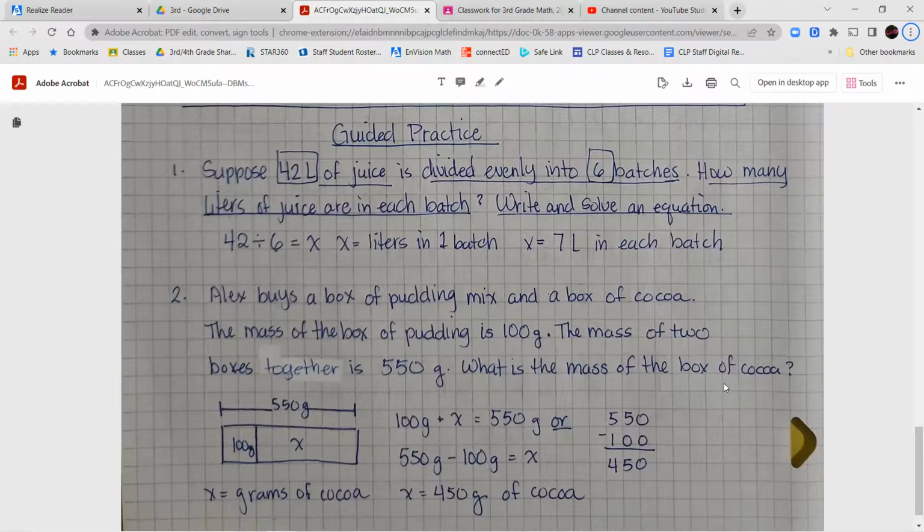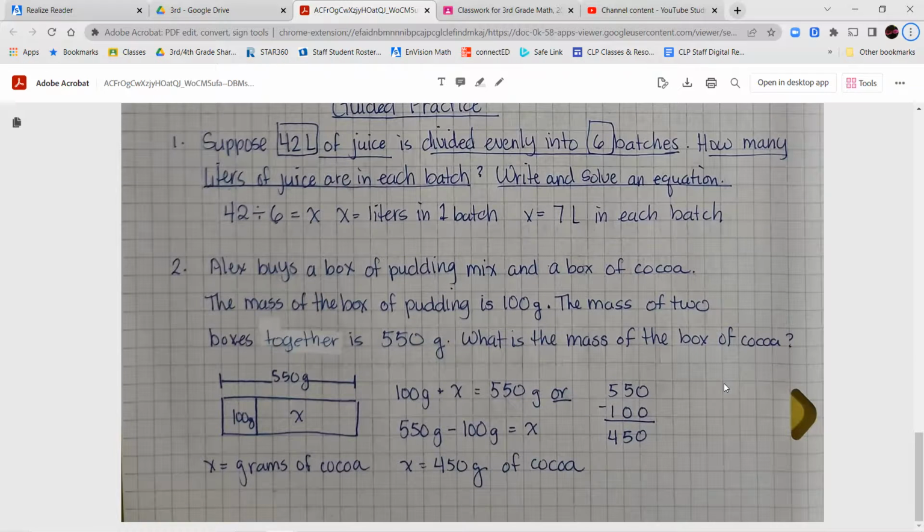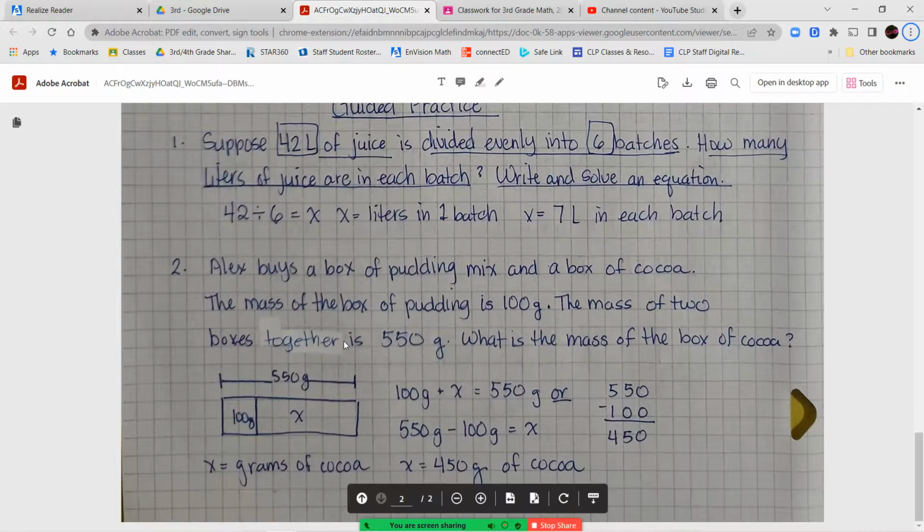For number 2, Alex buys a box of pudding mix and a box of cocoa. The mass of the box of pudding is 100 grams. The mass of the 2 boxes together is 550 grams. What is the mass of the box of cocoa? So here, the easiest thing I can do is draw a bar diagram. 550 is my total, so that goes on top. 100 is the part that I know, and I'm going to use X, which is going to be the grams of cocoa, as my unknown.